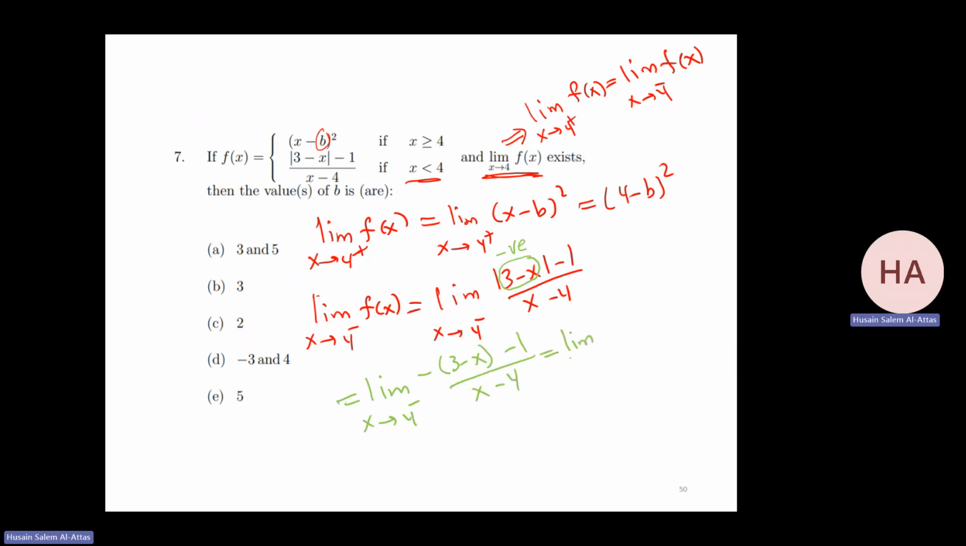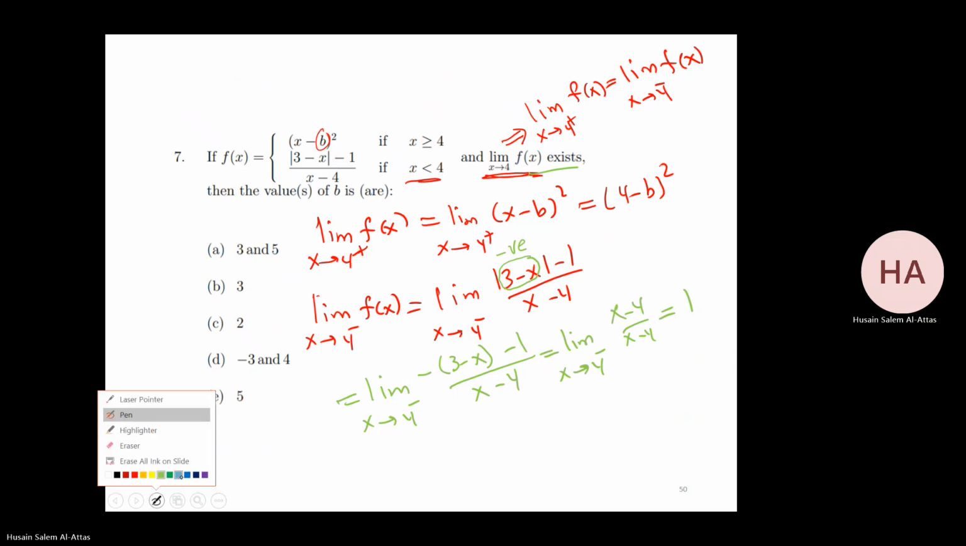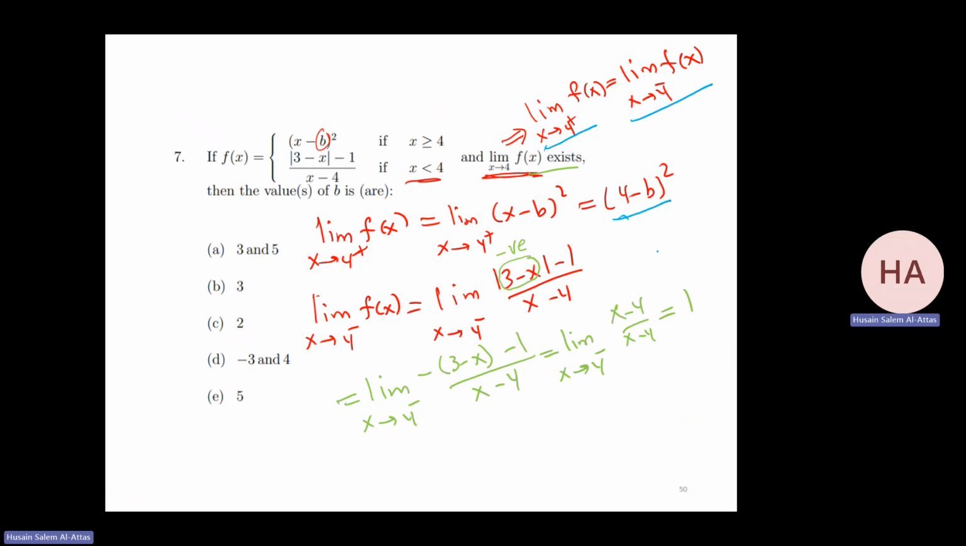Now complete the calculation. You get x minus 4 over x minus 4, minus times minus, x minus 3 minus 1. So that's equal to 1. But he said the limit exists. That means the right is equal to the left. But this is the right and this is the left.